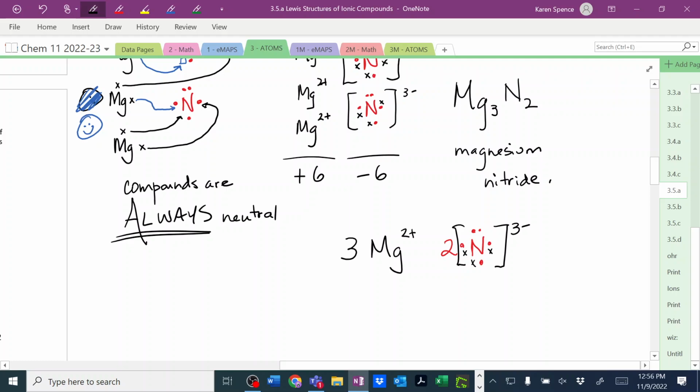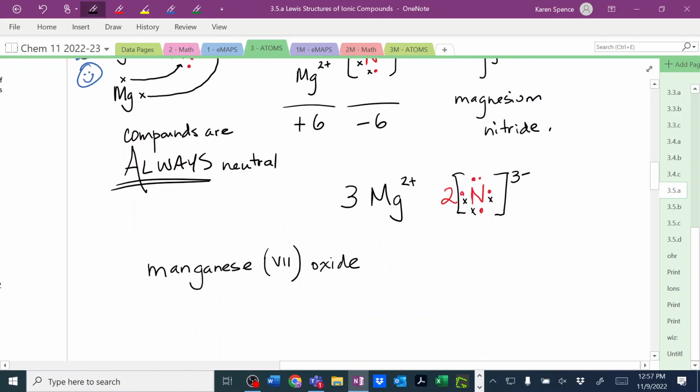What would, if I have manganese 7, not that you could do this anyway because manganese is a transition metal. And do we know how to draw Lewis structures for transition metals? Nope, they don't work. But let's just say we had manganese 7 oxide. What does that 7 tell you? You remember that? It means the charge of manganese is 7+. This is a little preview of next unit, okay?